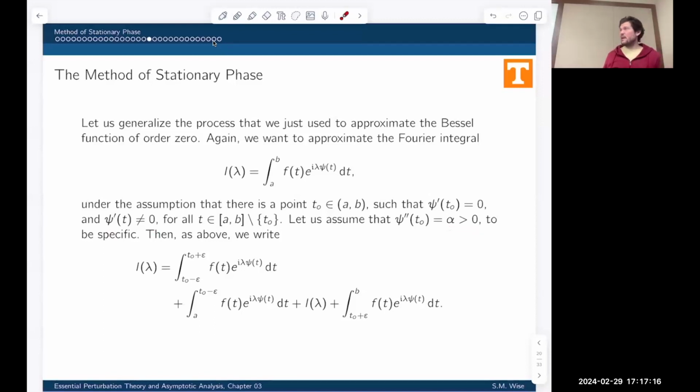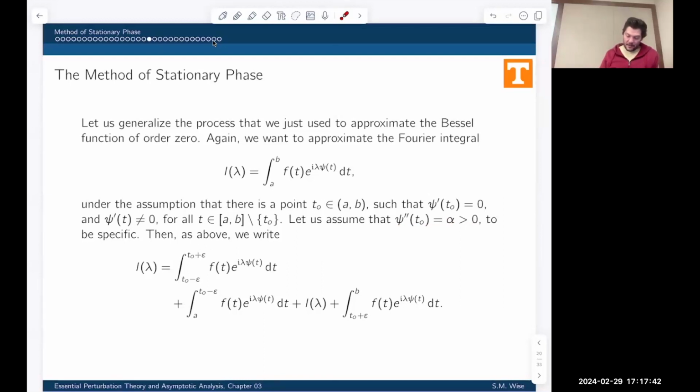Now you'll notice that when we calculated the Bessel function, there was no f function floating around at all. So we do have to modify our work if there's an amplitude function multiplying this oscillatory part. Okay, so psi double prime is equal to alpha, which is positive.